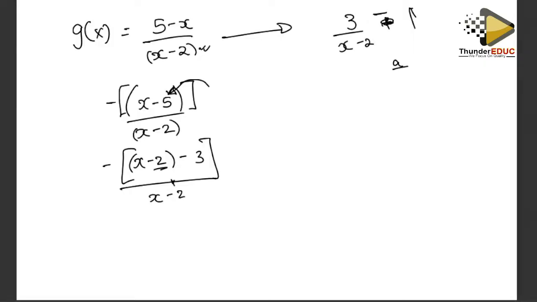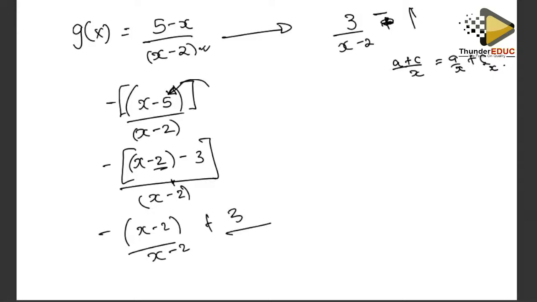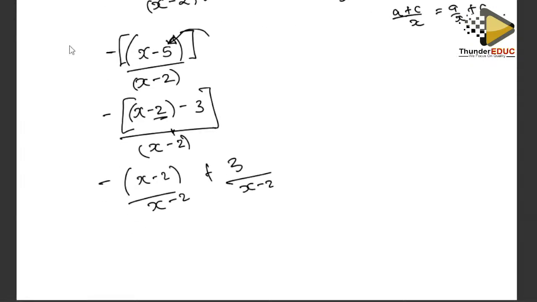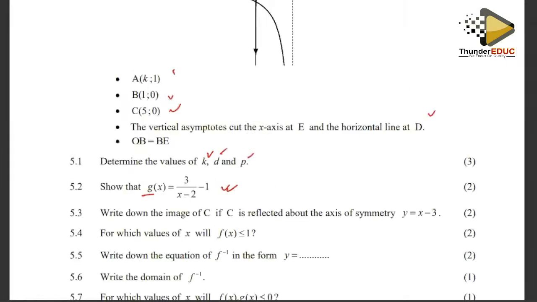We know that a plus c over x is the same as a over x plus c over x. So I'll treat this like one term. So meaning that it's a negative x minus 2 over x minus 2. Negative and negative shall have a plus 3 over x minus 2. So we can already see that this is going to cancel that. You get your negative 1 plus 3 over x minus 2. So this is what the question wanted. So 3 over x minus 2 minus 1. Okay, so that is done.